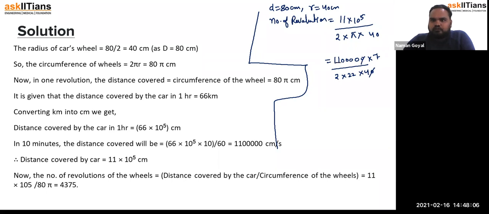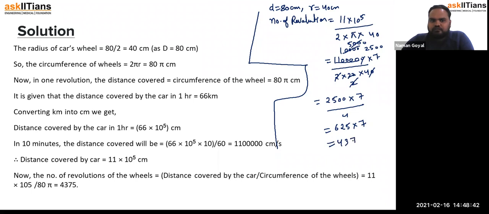It will be cancelled out by 11, giving 10000 upon 2. Now 2 cuts 10,000 to 5,000, and the other 2 cuts 5,000 to 2500. So the answer is 2500 into 7, and there is 4 also. So we divide 2500 by 4, and we get 625 into 7 as the answer. So you will get 4375 revolutions.